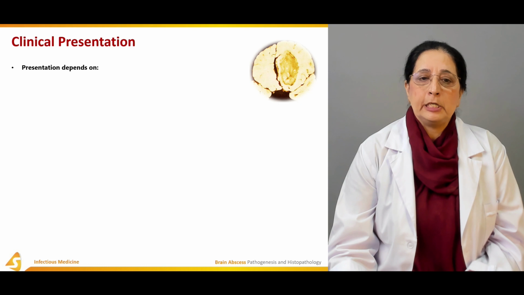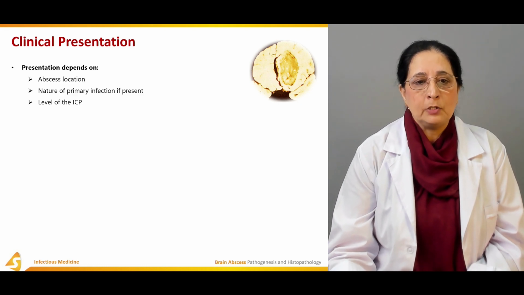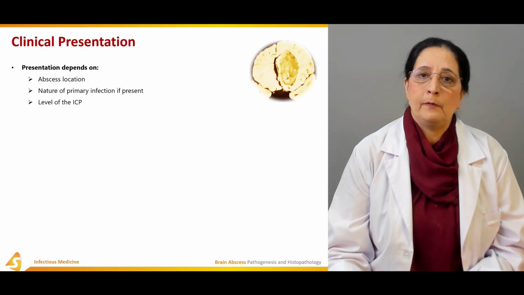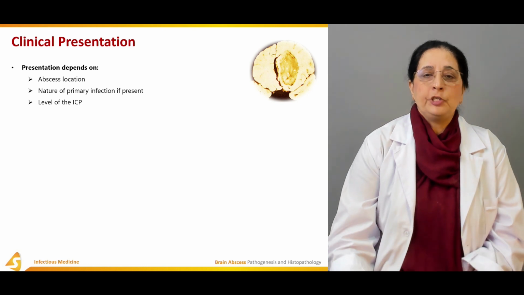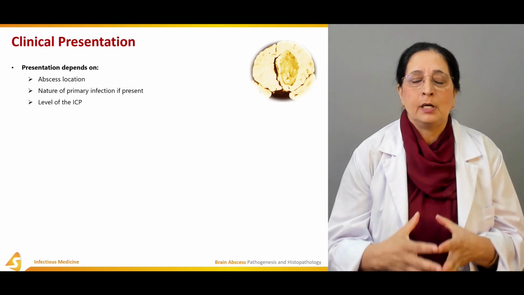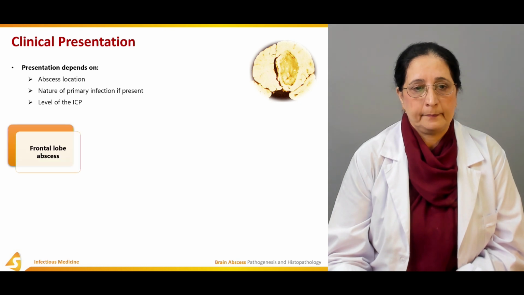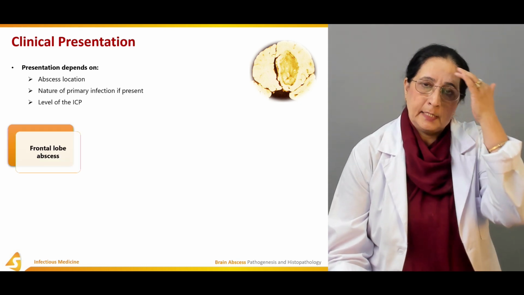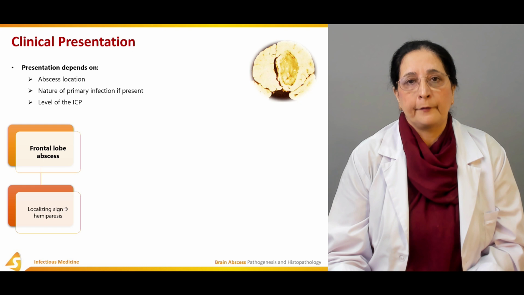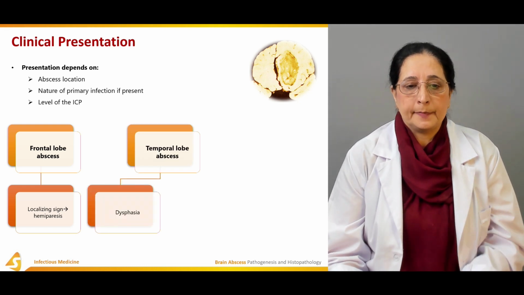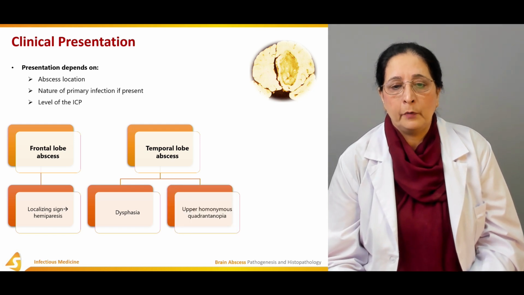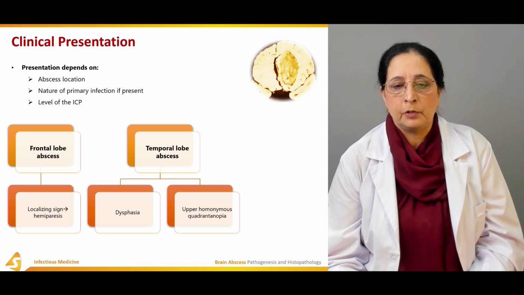The clinical presentation depends on the location of the abscess. It's very important what site is involved, the nature of the primary infection if present, and the level of intracranial pressure as a result of the abscess. With a frontal lobe abscess, we usually have hemiparesis. A temporal lobe abscess will have dysphasia, difficulty in speaking, and upper homonymous quadrantanopia.